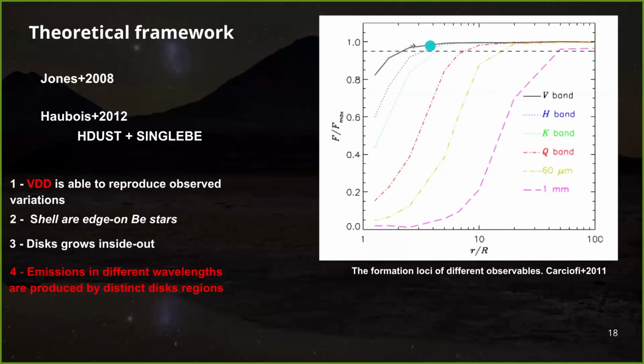For instance, we check the relative flux of optical emission. We see that most of it comes from the very inner part of the disk, 2 or 3 stellar radii. But when we go a bit further, like in the millimetric, we see that the area of the disk contributing to this emission is almost 20 or 30 stellar radii. So we can track different parts of the disk with different observations, basically.